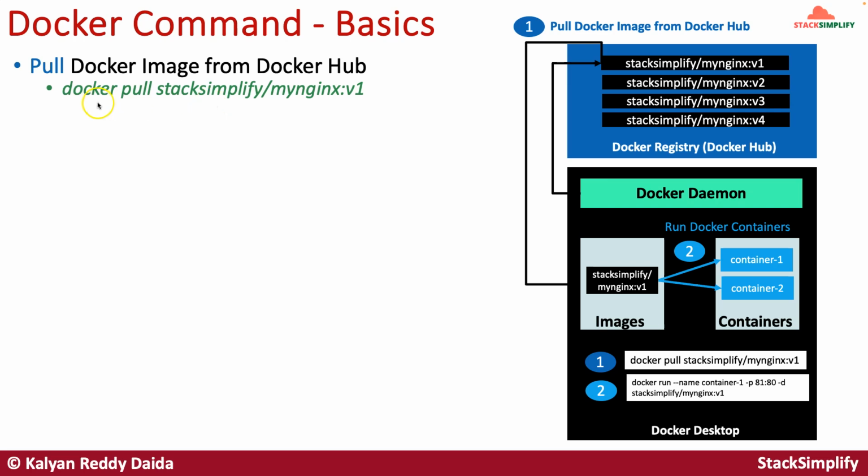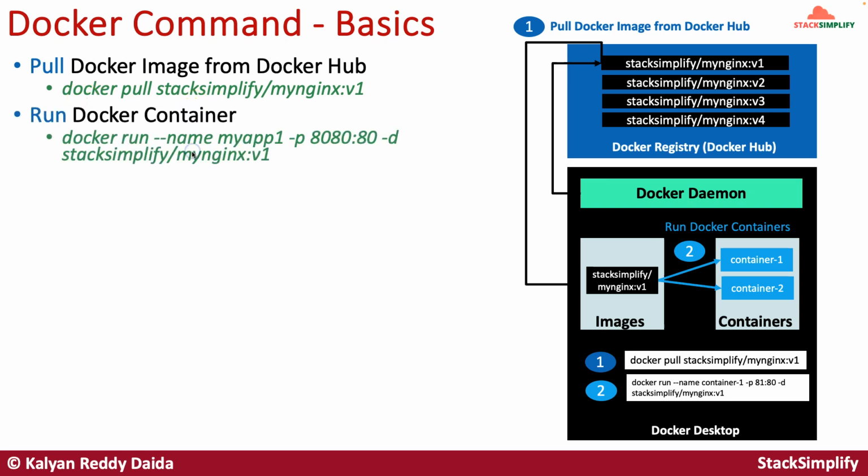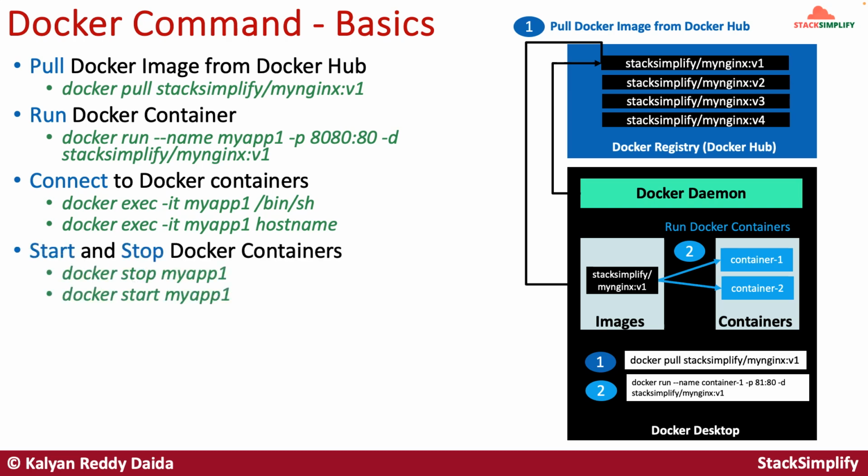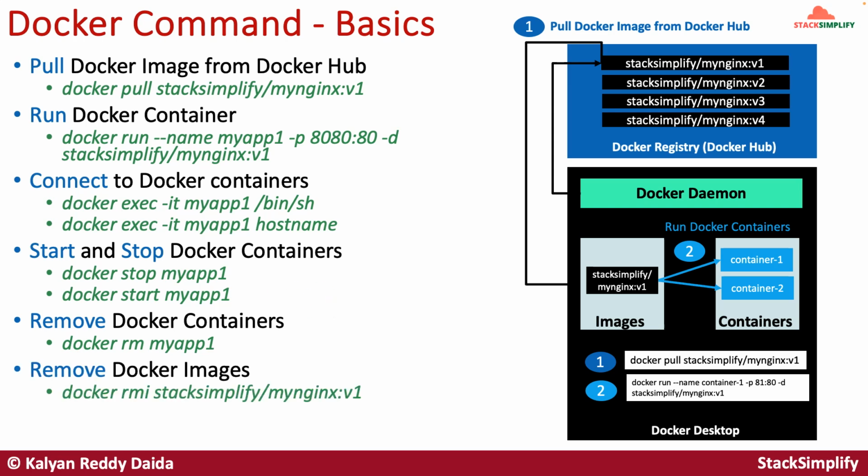So to pull the Docker image, we are going to use Docker pull command, and to run the container from the Docker image, we are going to use the Docker run command, and to connect to the Docker containers, we are going to use Docker exec command, and to stop or start containers, we are going to use Docker stop or Docker start command. And in addition to that, to remove a container, we are going to use Docker rm command. And finally, to remove the Docker image from our local desktop, we are going to run the command Docker rmi.